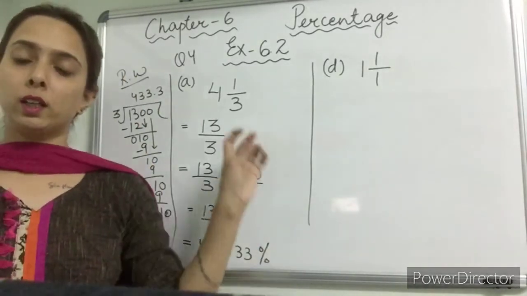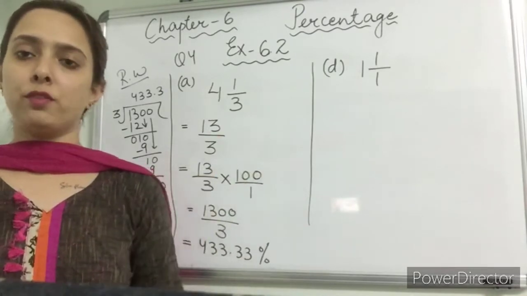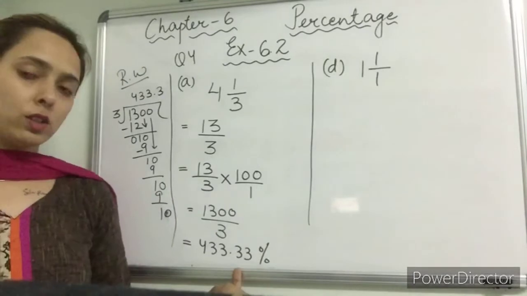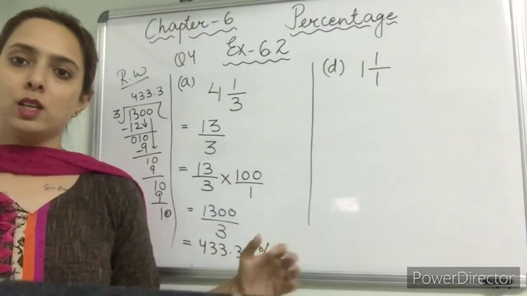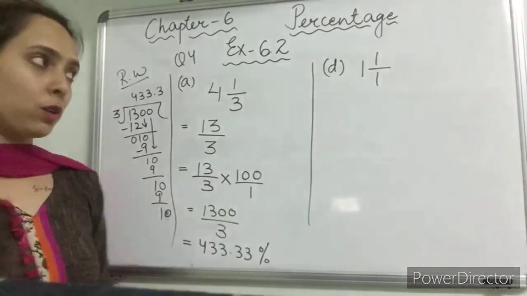So simply, mixed fraction, convert it into improper fraction and multiply the fraction by 100 and solve it. These types of questions you will rarely get. You will learn this type of definition in your higher classes. So this is just to understand. I will explain you this part also.